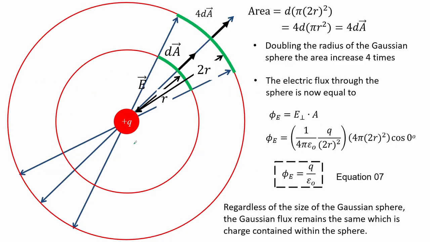In this case, we double the size of the Gaussian surface in the sense that we double the radius, which becomes 2r. Doubling the radius of the Gaussian sphere, the area increases 4 times. The electric flux through the sphere is now equal to equation 7. So regardless of the size of the Gaussian sphere, the Gauss flux remains the same, which is the charge contained within the sphere.